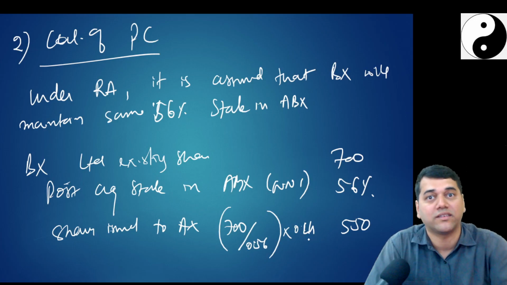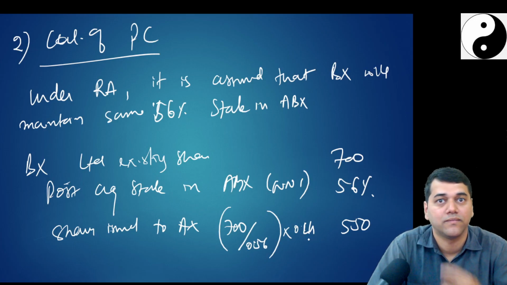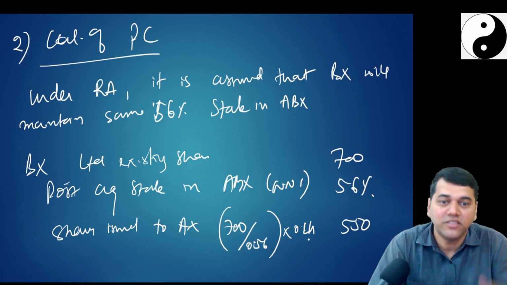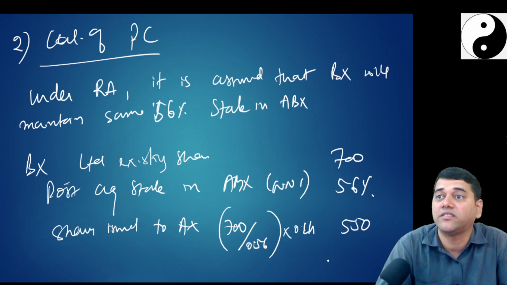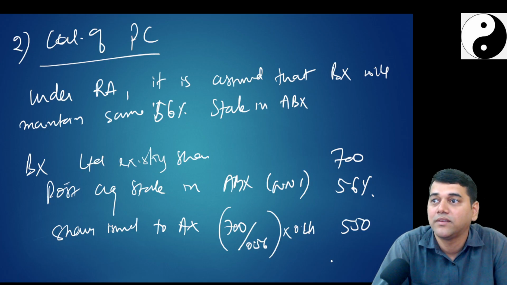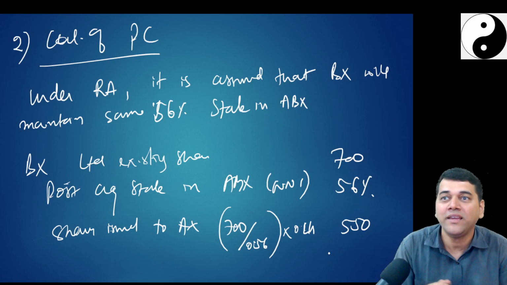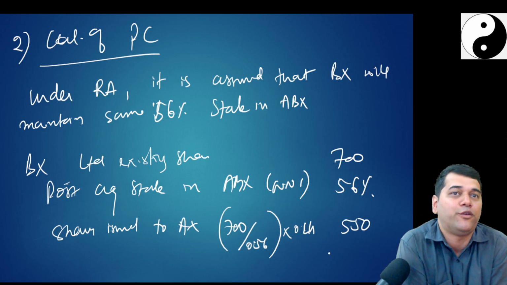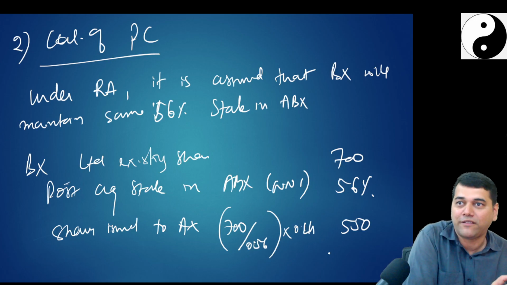ABX will issue to AX. Now, is this the purchase? Is it the number of shares? No, but what is the purchase consideration? Into 20. Why? Because ABX has got no fair value. BX has got a fair value.